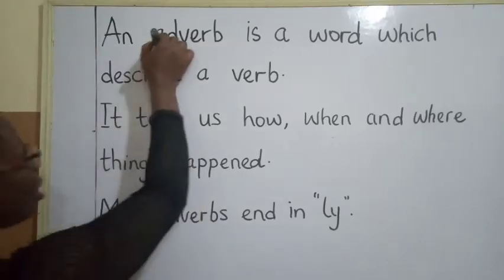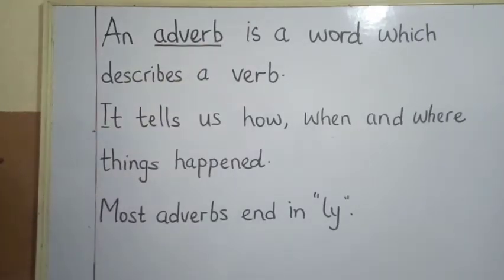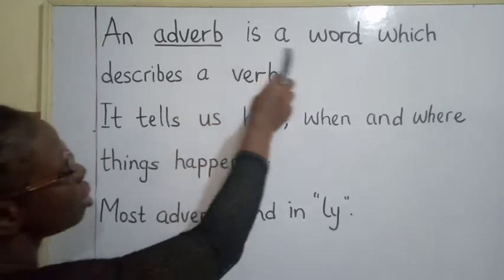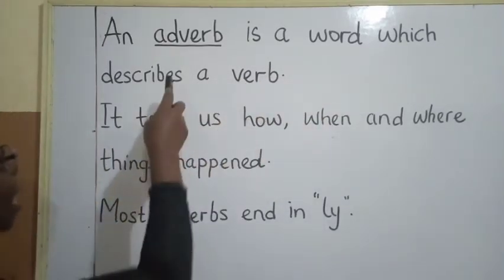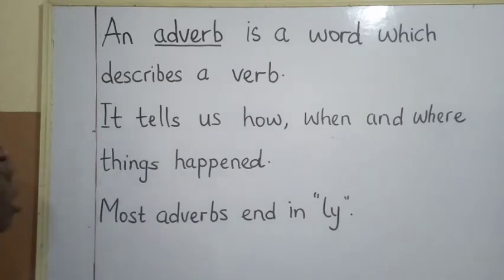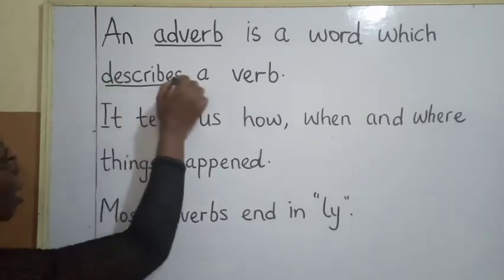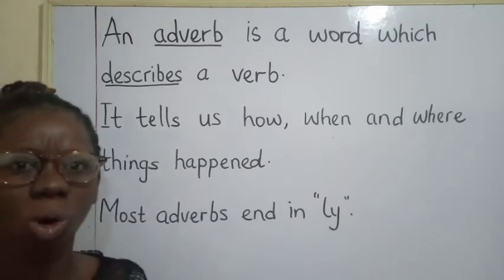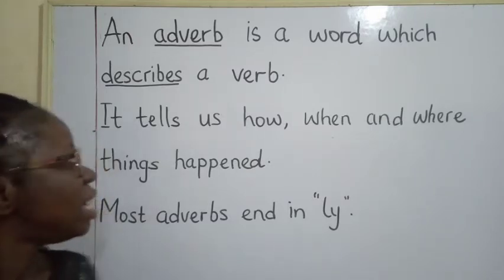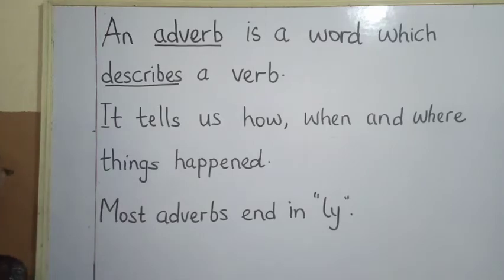We want to look at adverb. What is an adverb? An adverb is a word which describes a verb. Adverb describes. Now let's look at this word describe. What describe means, it tells us more. Okay? Then it modifies a verb.